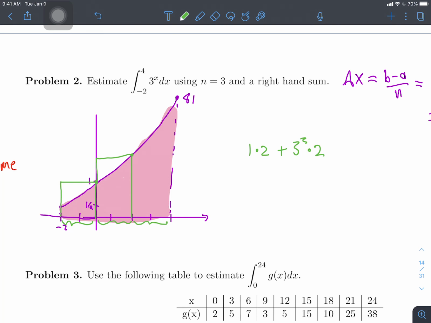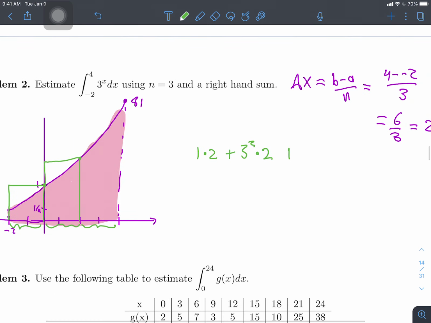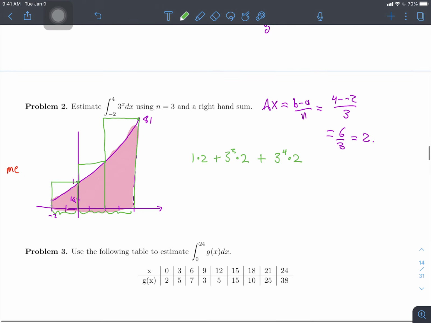Times the width of that rectangle, which is 2. And then finally, the final rectangle has height 3 to the 4, and its width is 2. So I take these three numbers and I add them up, and that tells me the area of these three rectangles added together. And that gives me an approximation of the red area, right?